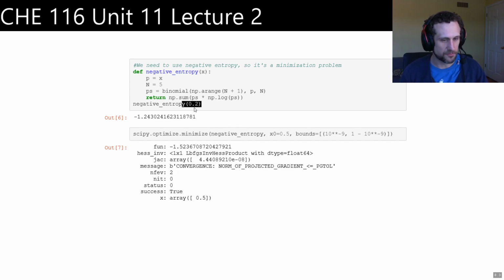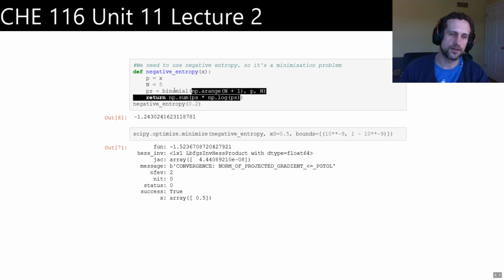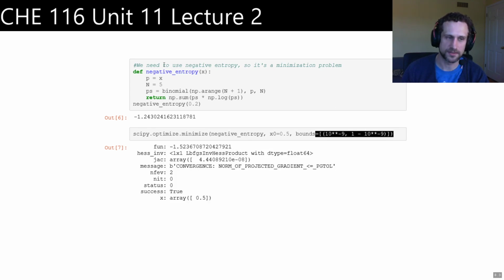Okay, so back to our example. Essentially, all I have done is written out a function which takes in an argument, the probability of success of a binomial, and it gives me the negative entropy of that. Then I can call minimize on the negative entropy, which maximizes entropy, and I can put in the bounds. This argument is a probability of success that can only go between 0 and 1, so I make it go between a very small number and a number very close to 1 to avoid any issues like dividing by 0.